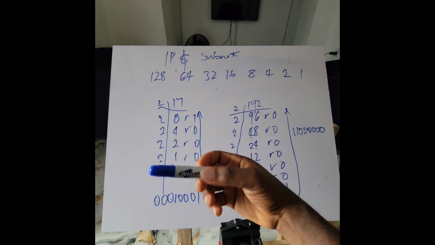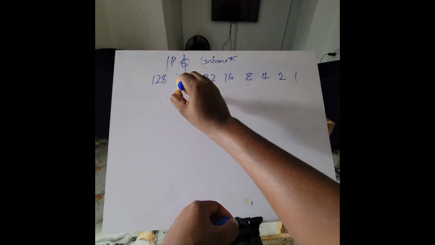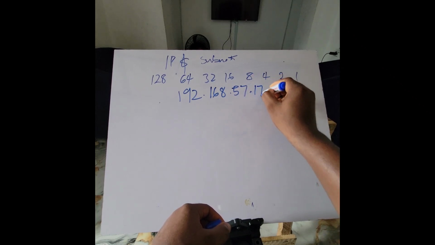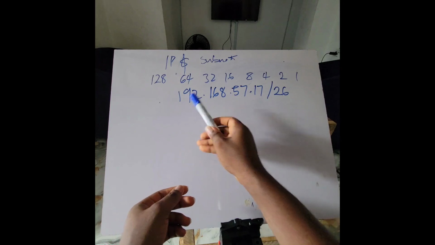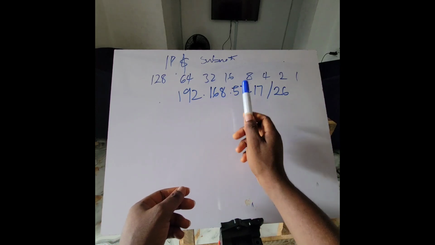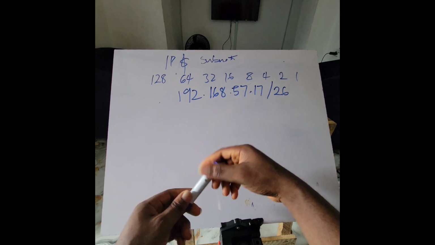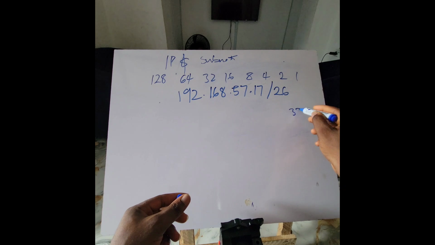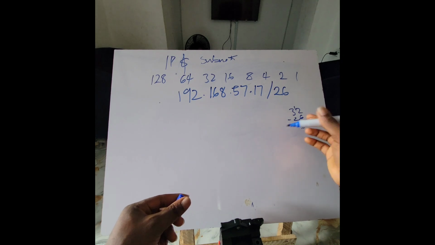So let's go back to the IP address itself. Let's use 192.168.57.17 with slash 26. We have 8 bits here, 8 bits here, 8 bits here, and another 8 here. If you add 8 plus 8 plus 8 plus 8, it gives you 32 bits. So I subtract 26 from 32, which is 6. So we have 6 left.